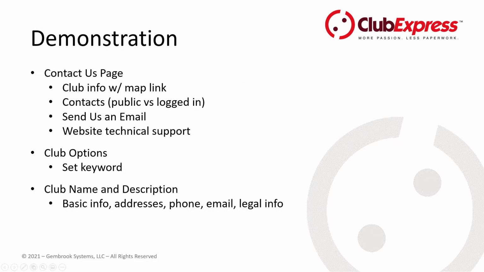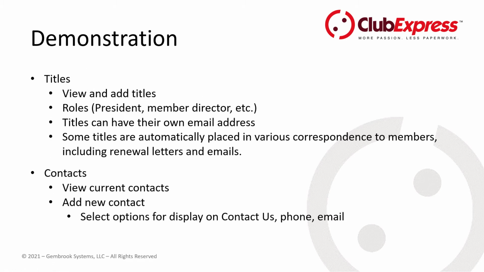First, we're going to start with the Contact Us page, and then we will look at some club options. We'll check in on the club name and description. We'll look at the titles module, where we're going to view and add titles and look at some of the roles that are there. Then we'll look at the contacts, and these are the people that are going to show up on your Contact Us page.